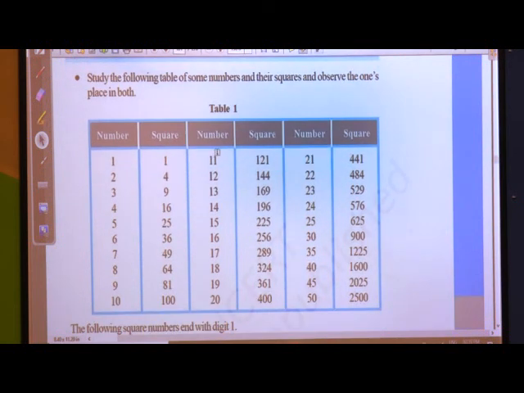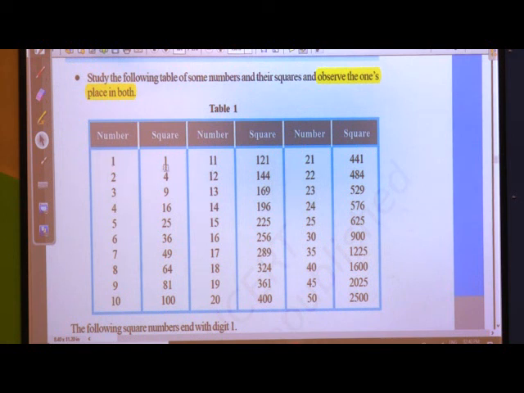Now, study the following table of some numbers. Study what they are saying further. Study the following table of some numbers and their squares and observe the ones place in both. See what they are telling. Number is 1, square is 1. They are telling to observe the ones place in both, in the number and in the square.